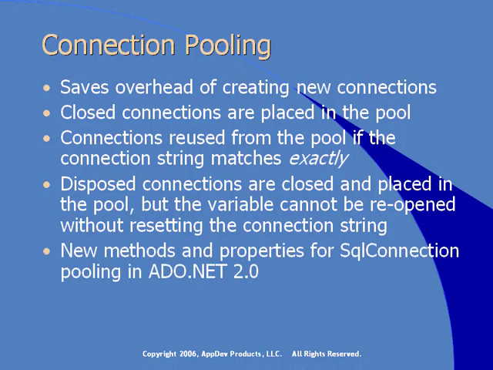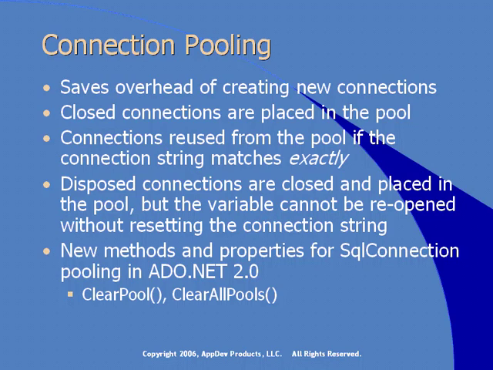There are some new methods and properties for working with connection pooling in the SQL Client .NET Provider. So the SqlConnection object has these two new methods, ClearPool and ClearAllPools. If you call ClearPool on a connection, it will just clear out any connection in the pool that has that exact same connection string. Whereas if you call ClearAllPools, then it will completely empty every connection pool.